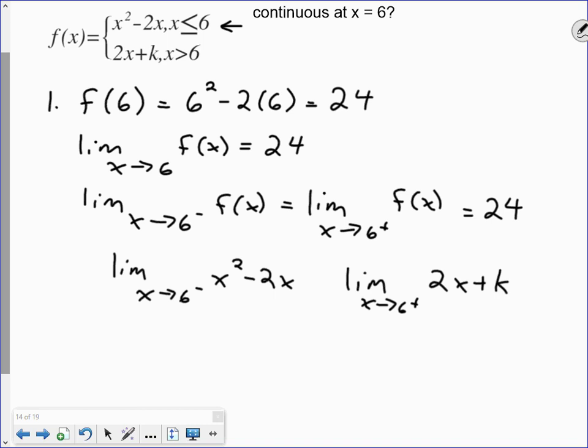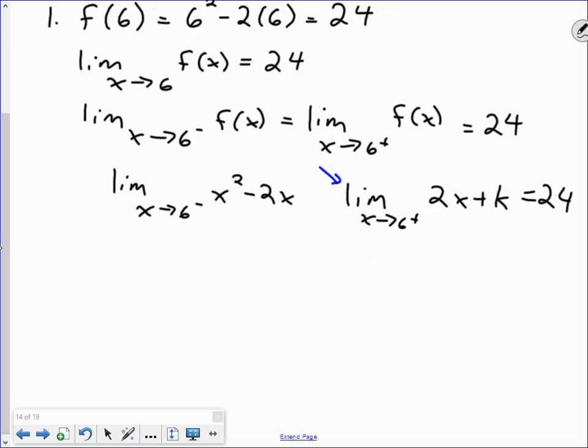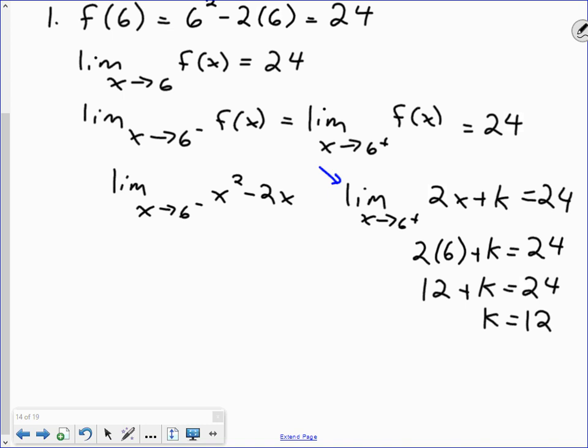Now, this is the one here that we want to work on because it has our value of k in it. We know that that has to equal 24. So let's start evaluating that limit. We can do it by direct substitution. I'm going to sub in that value of x. I get 12 plus k equals 24. Solving that, I get that k is going to be equal to 12. So that's the value of k that we need in order for the function to be continuous at x equals 6.